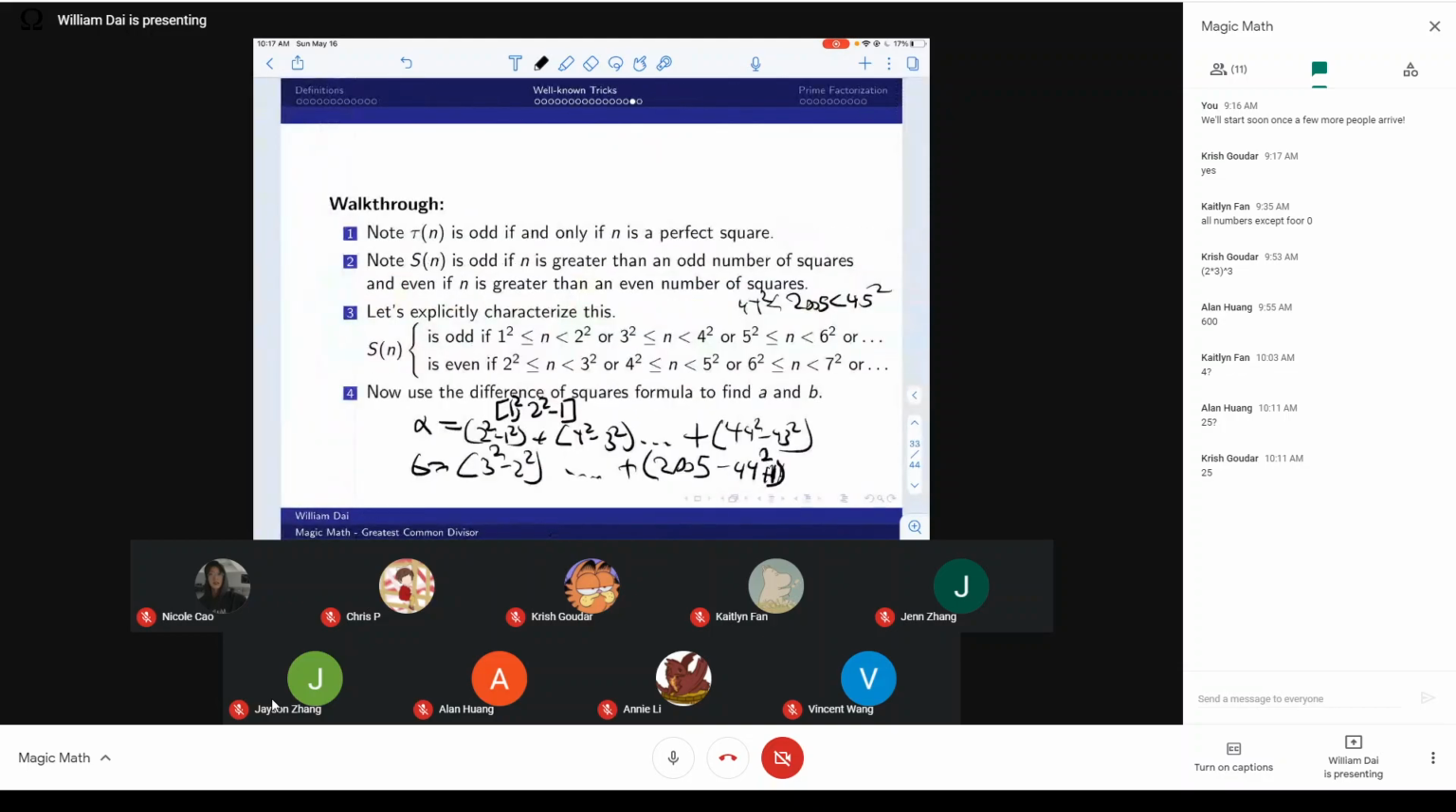So using the difference of squares formula, we can get A equals 3 plus 7 plus up to 87. B equals 1 plus 5 plus 9 and so on. The last normal term here is 43 squared minus 42 squared, which is 85, plus 2005 minus 44 squared plus 1, hopefully I'm not messing this up.